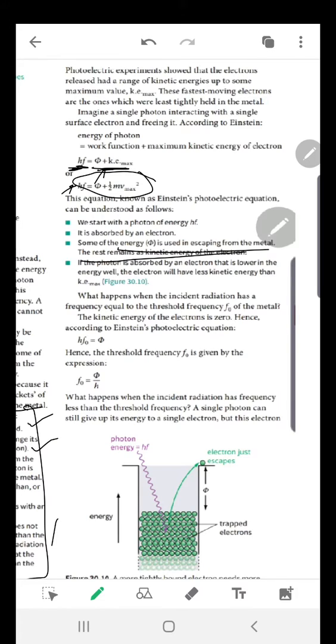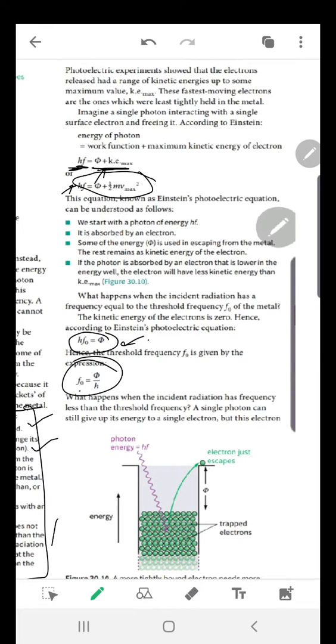If the photon is absorbed by an electron that is lower in the energy well, the electron will have less kinetic energy than the maximum kinetic energy. So it also depends on where your electron is lying in the well. If hf is equal to phi, the kinetic energy of the electron is 0. Hence, according to Einstein's photoelectric effect, this happens, and your f naught is equal to phi over h. You're just rearranging this.